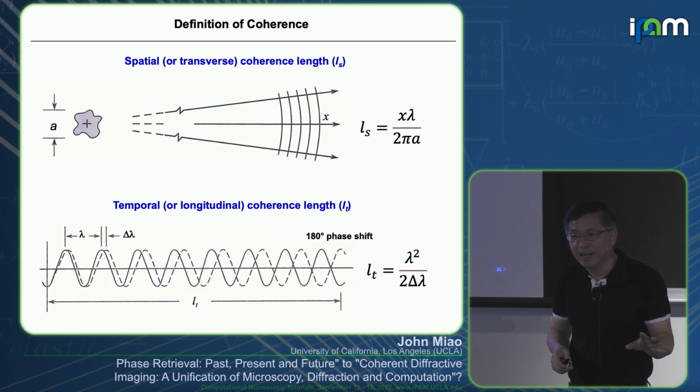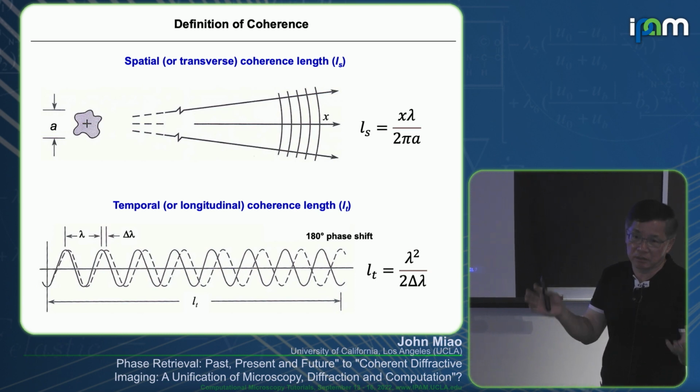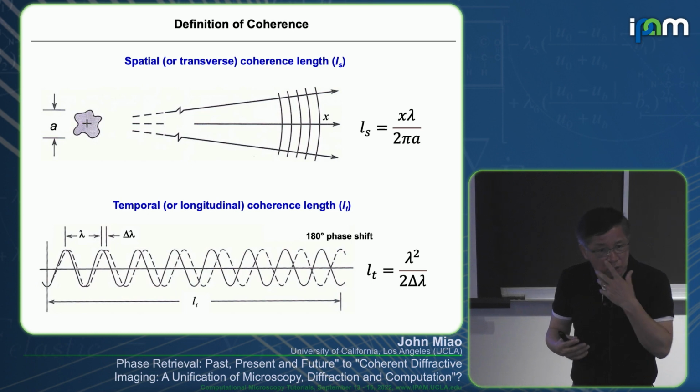So good. Now this is technically coherent diffractive imaging. For all this iteration so far, you need coherence. So what is coherence?